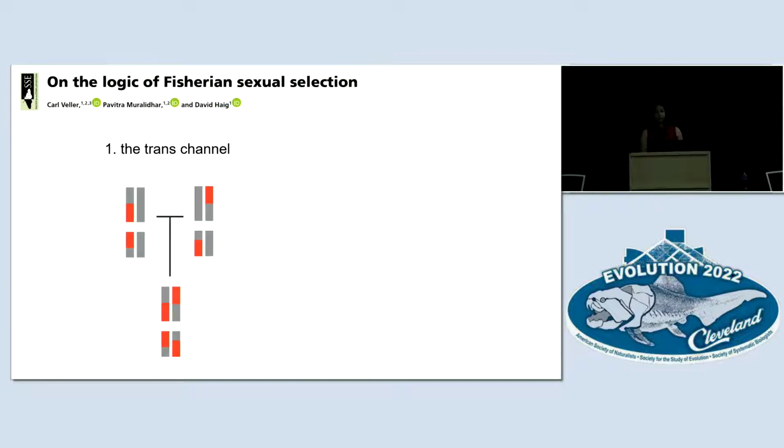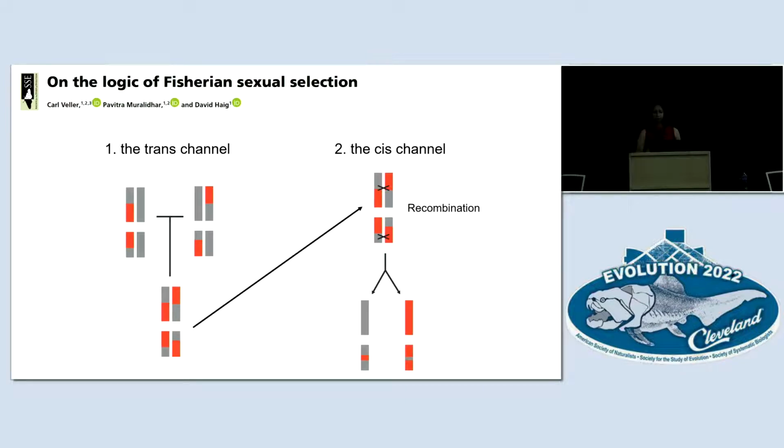But once this positive trans covariance is in existence, the cis channel can begin to operate. Now, the cis channel can be facilitated through many different mechanisms, but the simplest of which is recombination between maternal and paternal copies of the genome. This recombination will disproportionately place introgressed ancestry along a single copy of the genome. That is, it'll generate linkage disequilibrium along a single maternal or paternal copy.